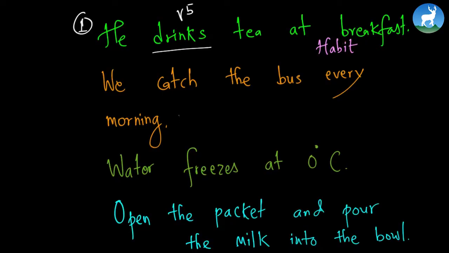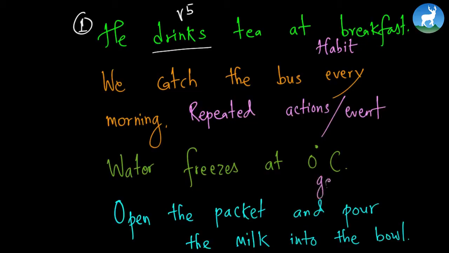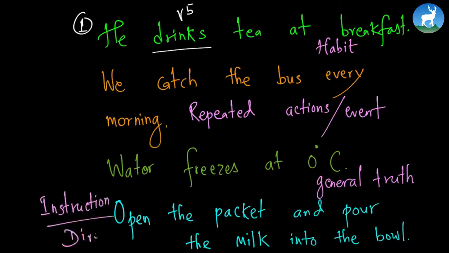We catch the bus every morning. The second example is something that deals with repeated actions, or let's say events. Our catching the bus every morning is a repeated action. Water freezes at 0 degrees Celsius. That is a general truth. And the last example is: open the packet and pour the milk into the bowl. That is an instruction, or you can even call it a direction.